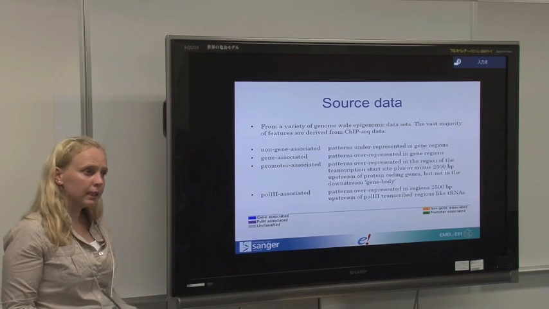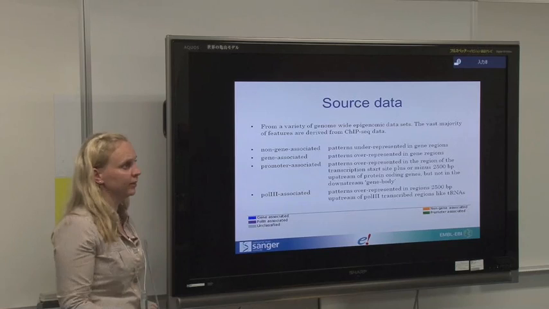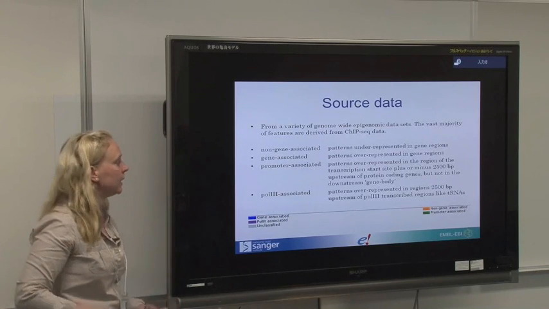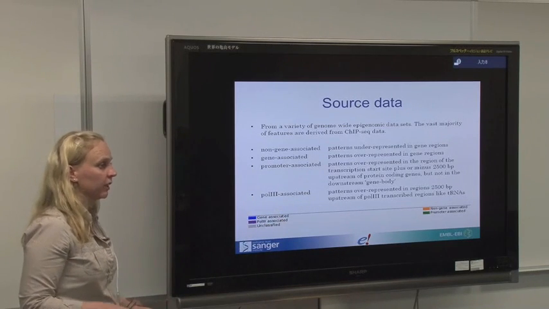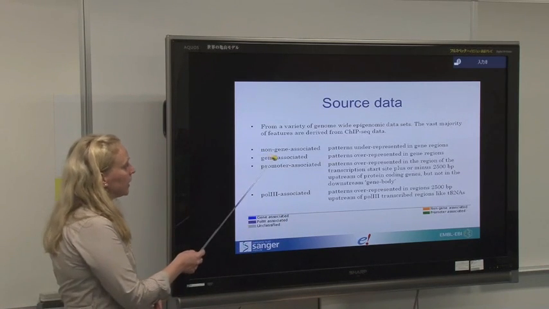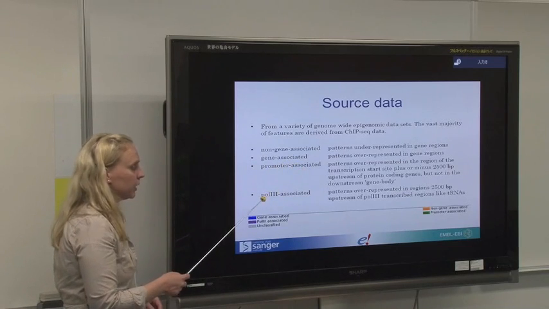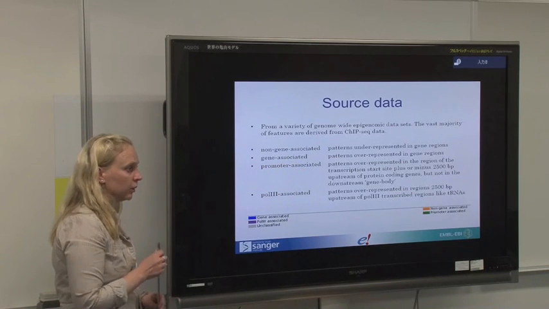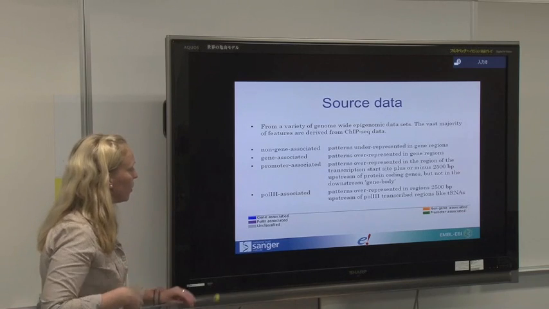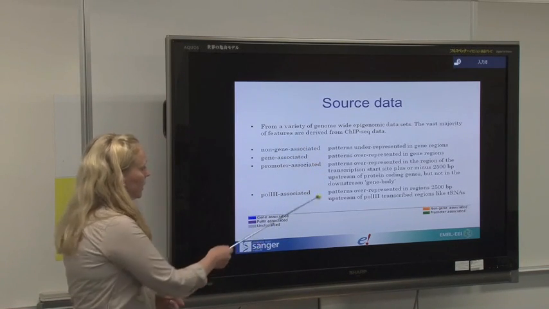Based on all this data available so far, Ensembl tries to simplify the outcome and tell you whether there is a regulatory region in the sequence you're looking at, and whether it is non-gene associated, gene associated, promoter associated, or polymerase III associated. So, just a simple description of this.